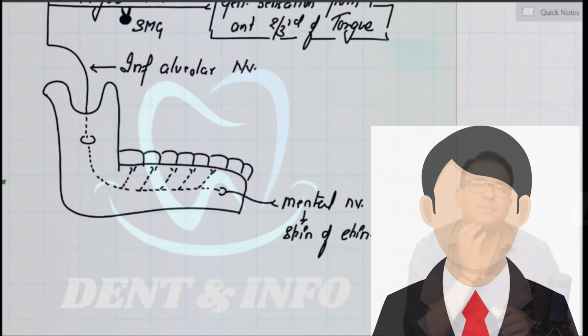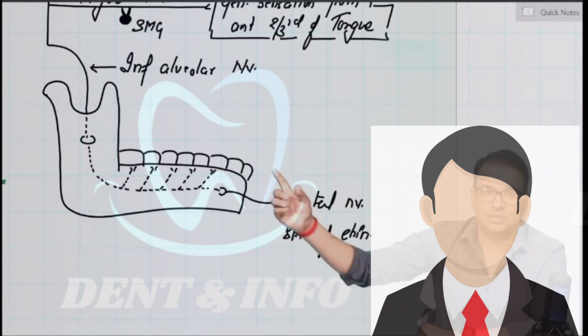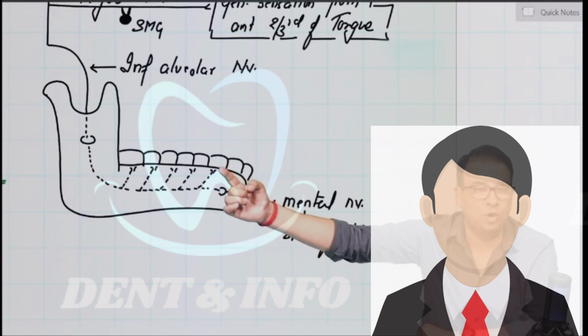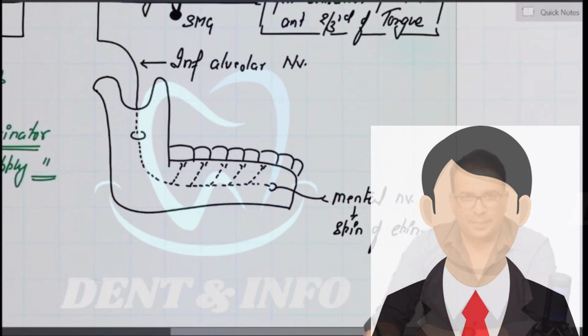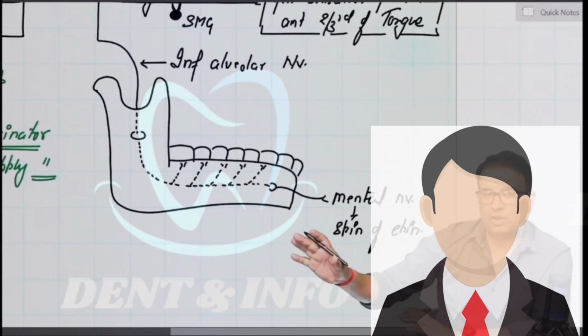The anesthesia will have an effect on the lower lip also, and on the lower jaw also, and some part of the tongue also. Because of what nerve? Inferior alveolar nerve. Because inferior alveolar nerve is not only supplying the lower gums and teeth, it is also supplying the skin of the chin area. Okay. Now, is this the only thing about inferior alveolar nerve?